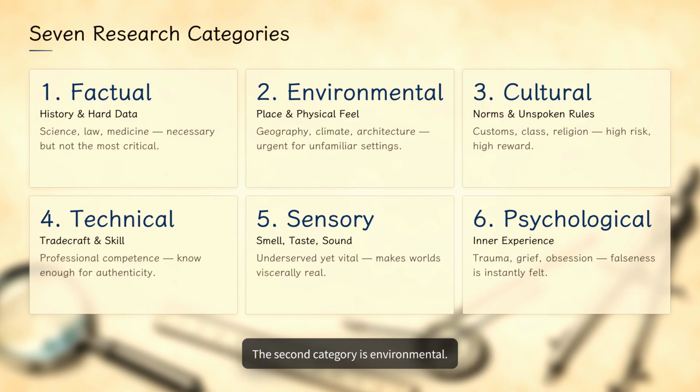The second category is environmental. Geography, climate, architecture, the physical feel of a place. A story set in a city you've never visited needs this work urgently. A story set in your own neighborhood needs almost none. The third category is cultural. Customs, social norms, class dynamics, religious practice, the unspoken rules that govern a community's behavior. This category is among the most dangerous to get wrong, and among the most rewarding to get right.